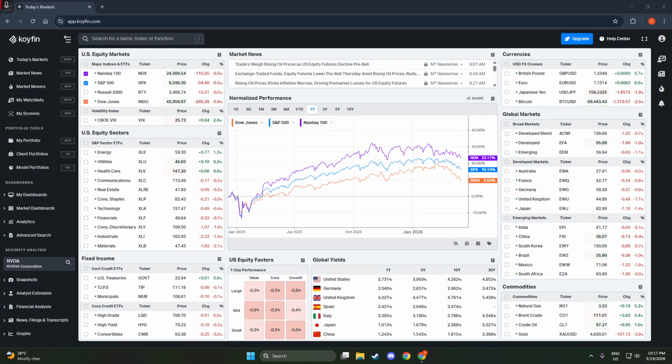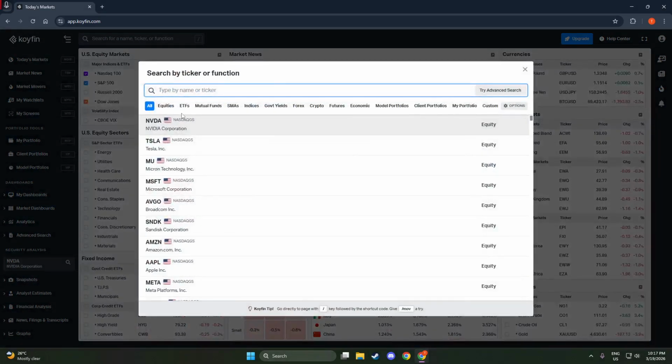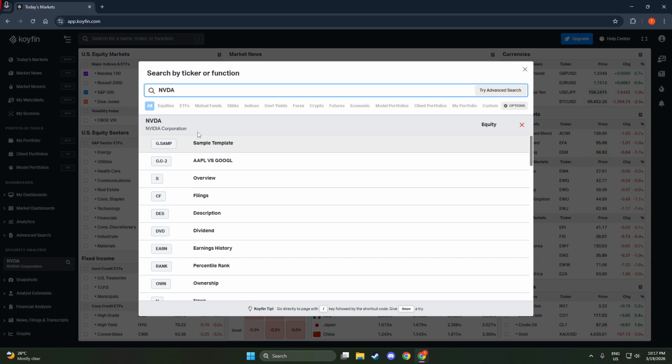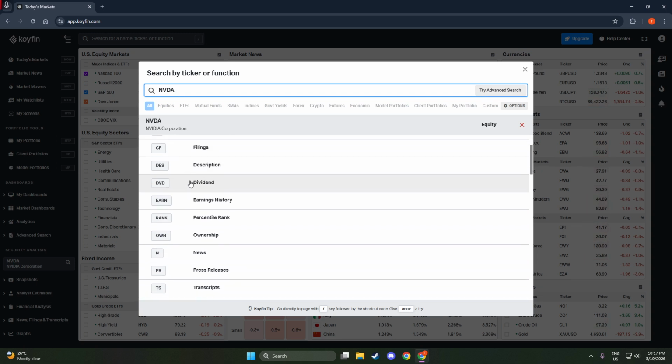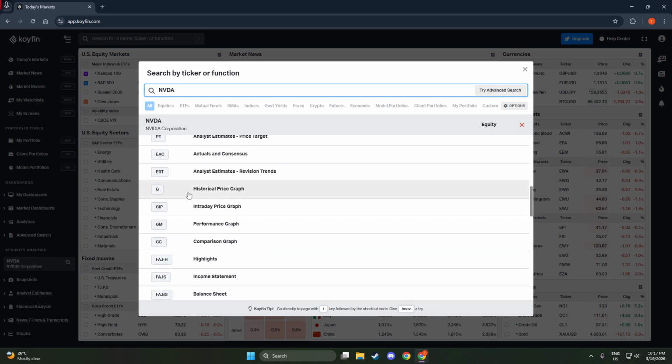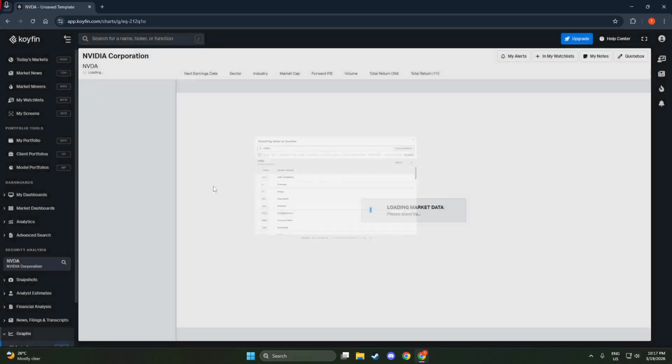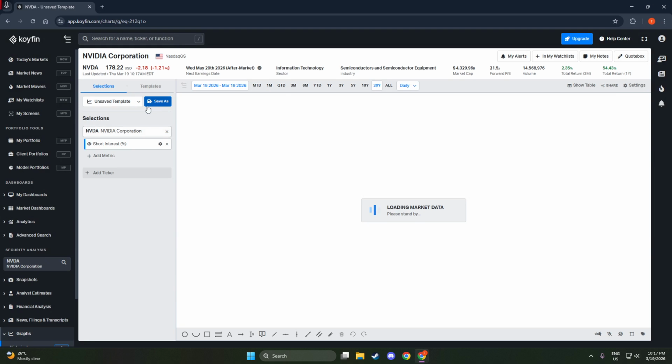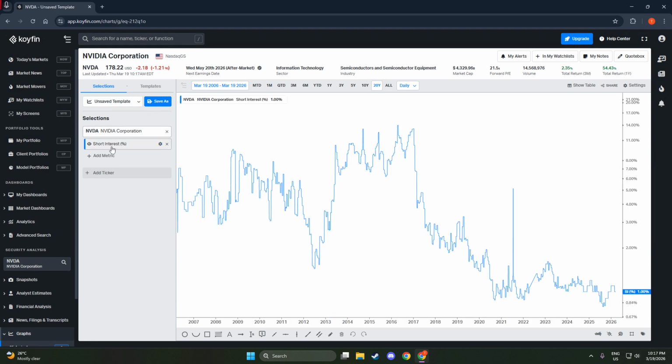Start by opening Koyfin and using the search bar at the top to look up the ticker you're interested in. Type the symbol, select the security from the results, and you'll land on its main page. From here, you can use the snapshot view for a quick read, or switch to the G chart if you prefer a visual layout. In either place, look for short interest percent or short interest notional.